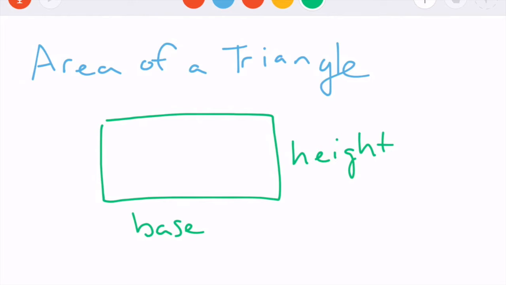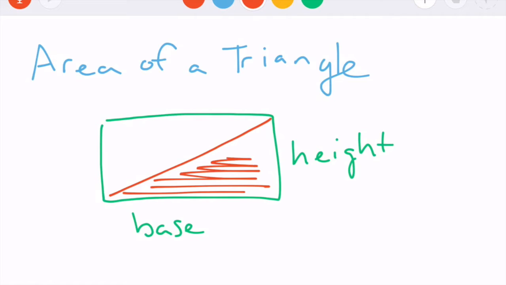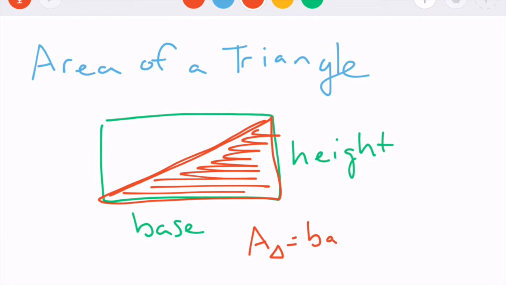But if we look at what makes up a rectangle, so if I split this rectangle diagonally, we see that it forms a triangle here. So from there, we see that a triangle is just half of a rectangle. And that's where we get the area formula for a triangle. The area of a triangle is base times height, and then we divide it by 2. You always have to divide by 2 for triangles.